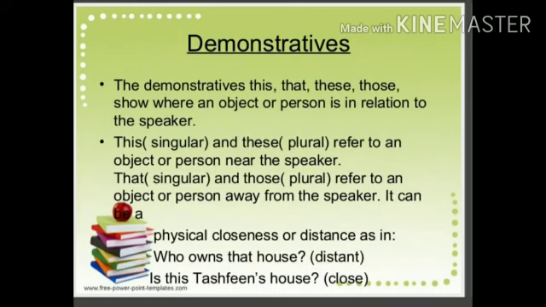Demonstratives. The demonstratives this, that, these, those show where an object or person is in relation to the speaker. This and these refer to an object or person near the speaker, whereas that and those refer to an object or person away from the speaker. It can have physical closeness or distance, as in, for example, who owns that house? Is this Tashfeen's house?